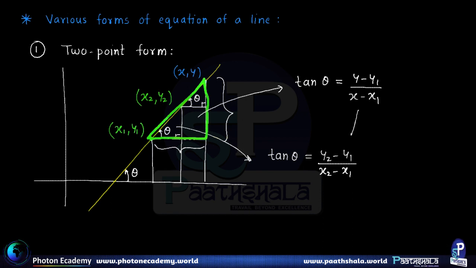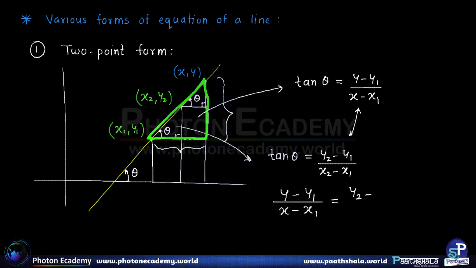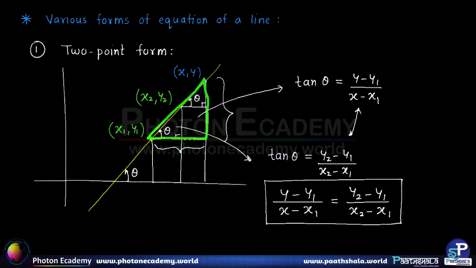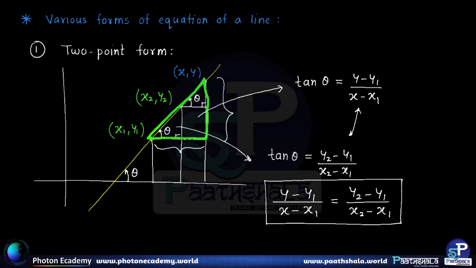And since both of these quantities are basically equal to tan theta, therefore clearly we can write (y minus y1) upon (x minus x1) is equal to (y2 minus y1) upon (x2 minus x1). So that is what we call the 2-point form of the equation of the line. So what it means is, if you know the 2 points that lie on a line, the equation of the line can be directly written using this form.